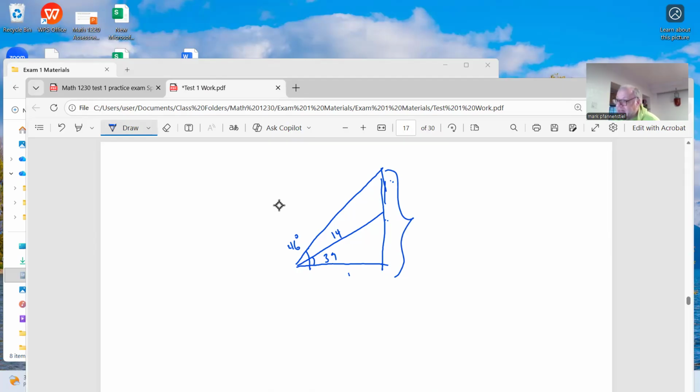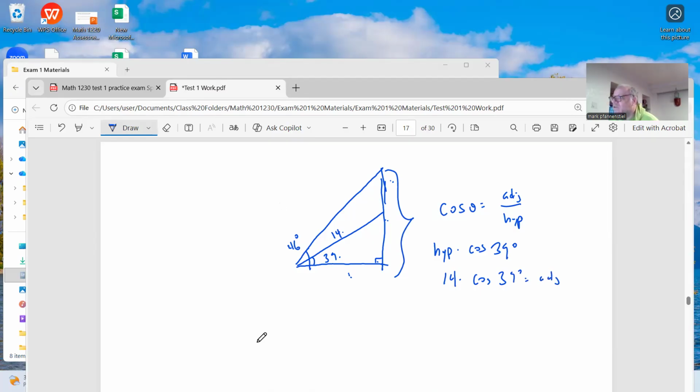We have a hypotenuse because this is a right angle. We need something that aligns the hypotenuse, the adjacent side, and the angle. I think cosine is equal to the adjacent side over the hypotenuse. I know the hypotenuse and I want the adjacent side, so the adjacent is the hypotenuse times cosine of my 39 degrees. That's 14 times cosine of 39 degrees, and that'll give me my adjacent side.